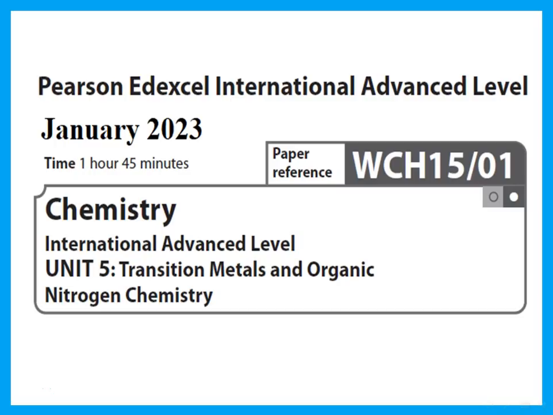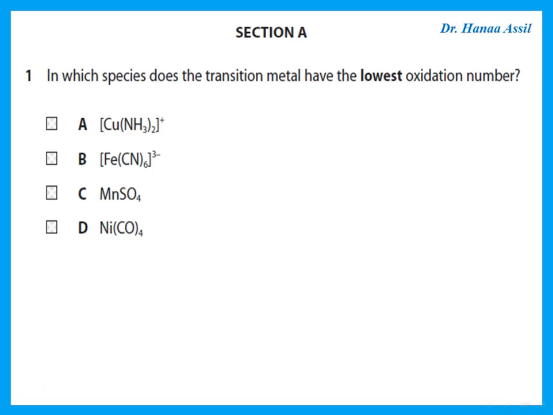This is in the Pearson Edexcel International A level. So let's take a look at the questions and discuss the answers. The first question says, in which species does the transition metal have the lowest oxidation number? So let's take a look at the oxidation number of each transition metal and choose which one is the lowest.